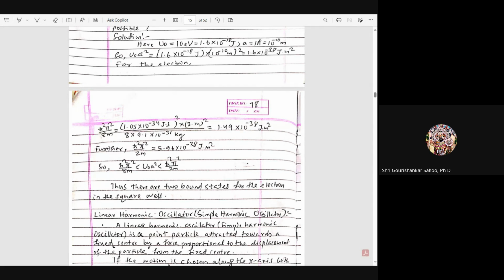So ħ²π²/2m is equal to 5.96 × 10⁻³⁸ joule meter square. And π²ħ²/8m is equal to 1.49 × 10⁻³⁸ joule meter square. So U₀a² lies in between these two, 1.49 × 10⁻³⁸ joule meter square and 5.96 × 10⁻³⁸ joule meter square. So the possible bound states are only two.